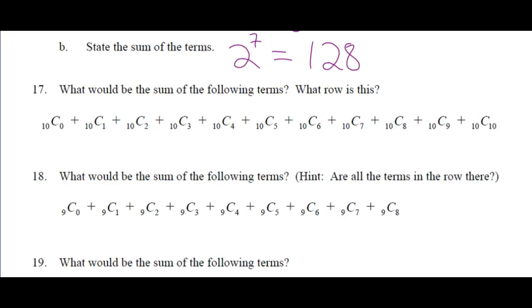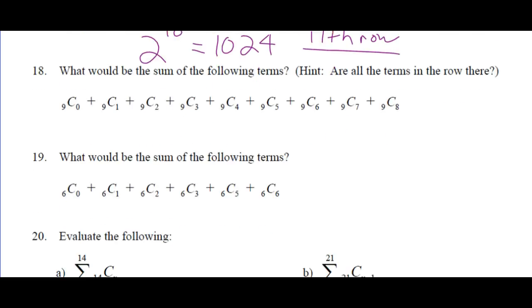What would be the sum of the following terms in this one? 10 choose 0 up to 10 choose 10? Which row is this? The 11th row. The 11th row has the sum of what? 2 to the n minus 1, right? Again, just go back to row 1. Row 1 has one term, which is a 1. That has to be 2 to the 0. So it's 2 to the 10th, which is 1,024, and it's the 11th row, right? It has 11 terms.